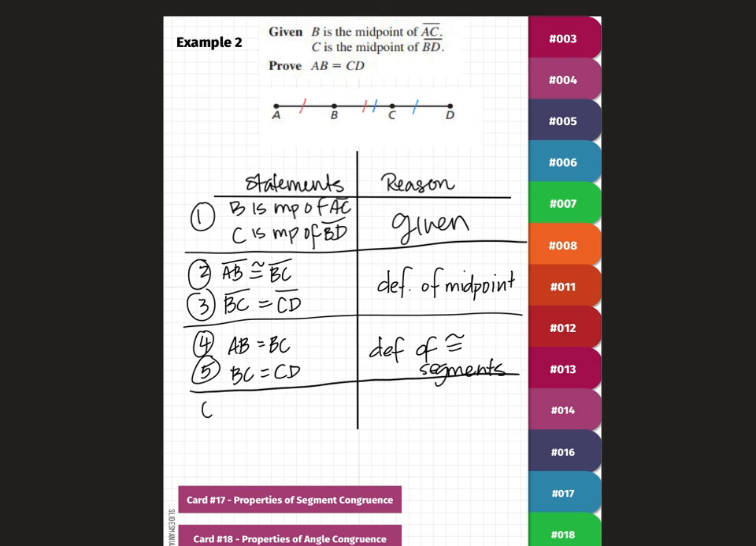And then I can say that AB is equal to CD, because if AB is equal to BC and BC is equal to CD, then AB is equal to CD, and that is going to be my transitive property. And I'm done. Let's look at our card number 17 and our card number 18.